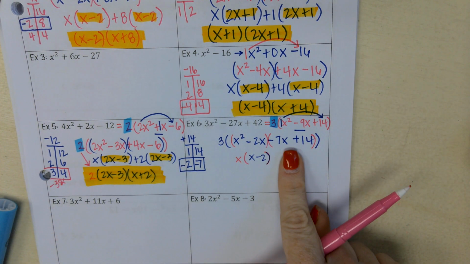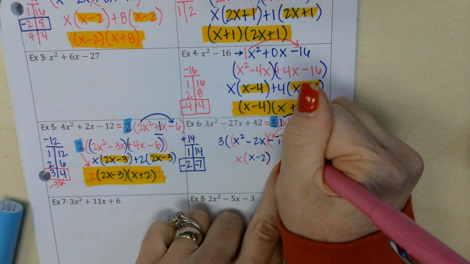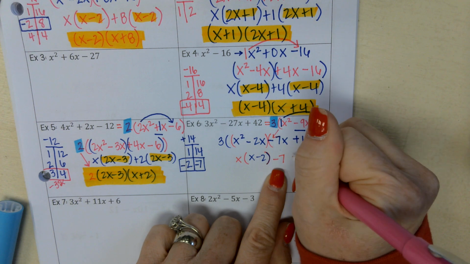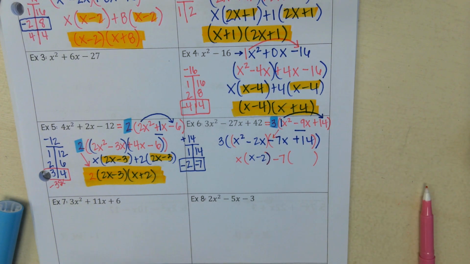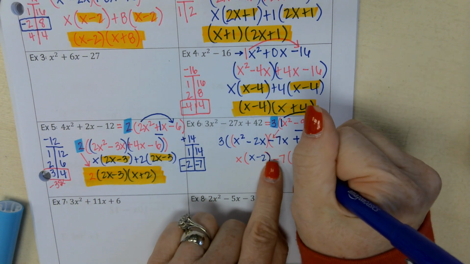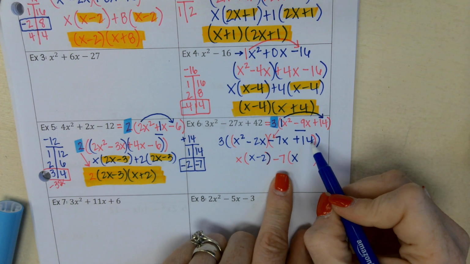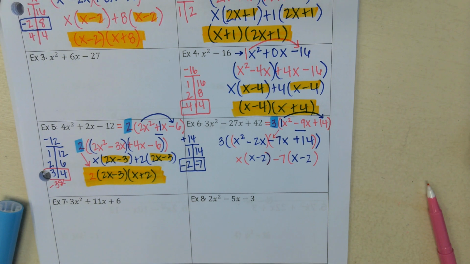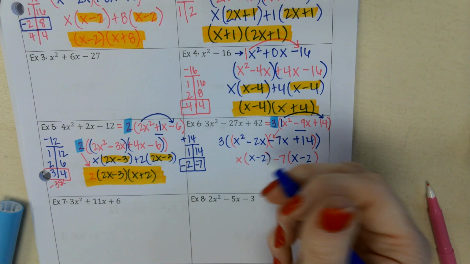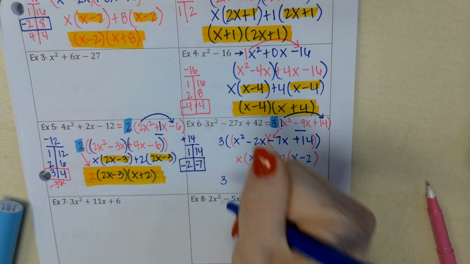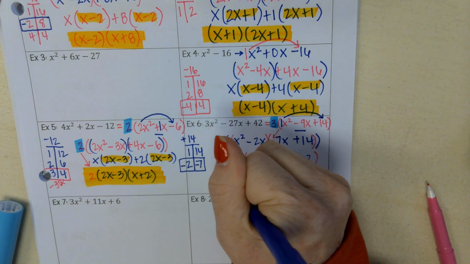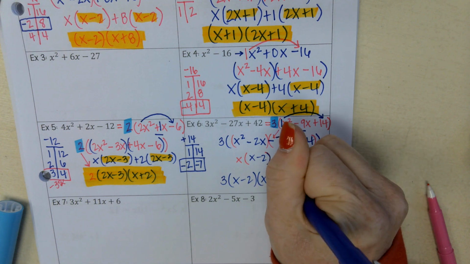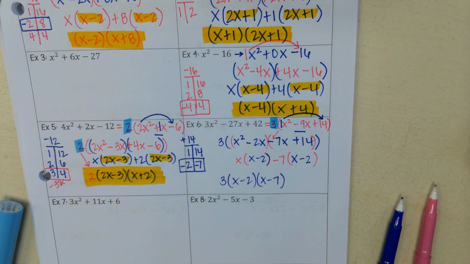What can I divide out of this second set? First of all, I don't like the negative, so I'm taking out a negative 7. And if I divide both of these by negative 7, that's a positive x. Positive 14 divided by negative 7 is negative 2. I'm going to go ahead and carry that pesky 3 down here. I'm going to bring my x minus 2, and then I've got x minus 7 in the back.